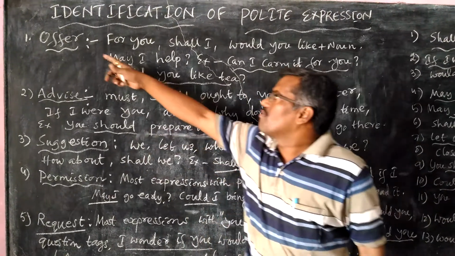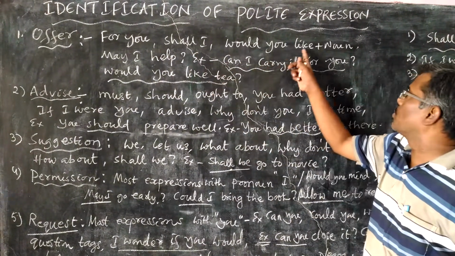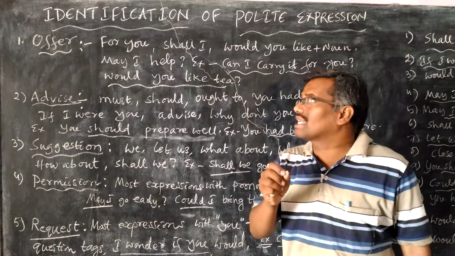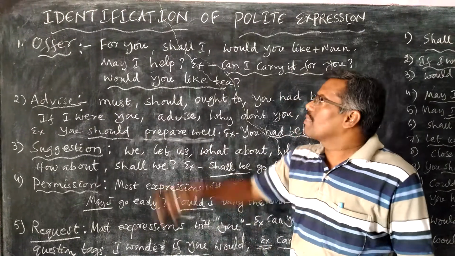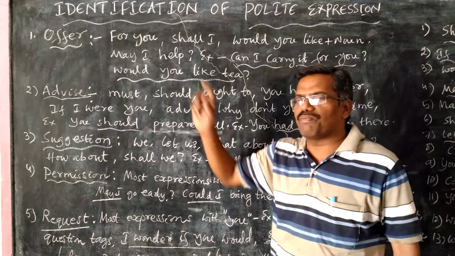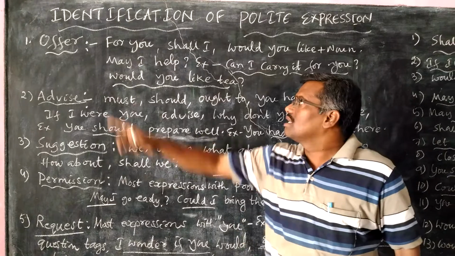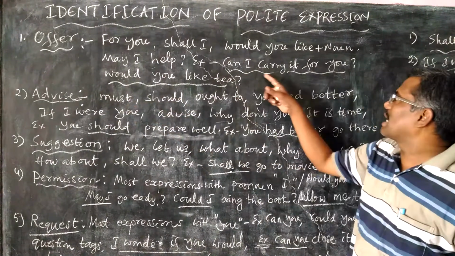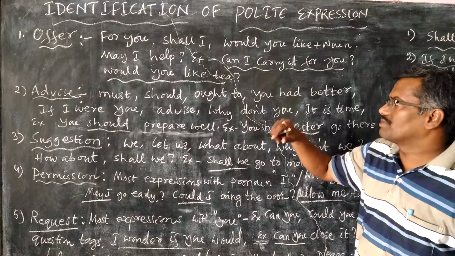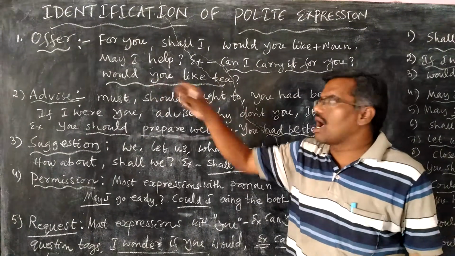First one, for offer, we have for you, shall I, would you like plus noun, may I help. That means if a sentence carries for you or shall I or would you like plus noun or help, then we can easily know that the expression concerned is an offer. For example, can I carry it for you? For you expression is there, so it is an offer. Would you like tea? Would you like is there, so it is an offer.